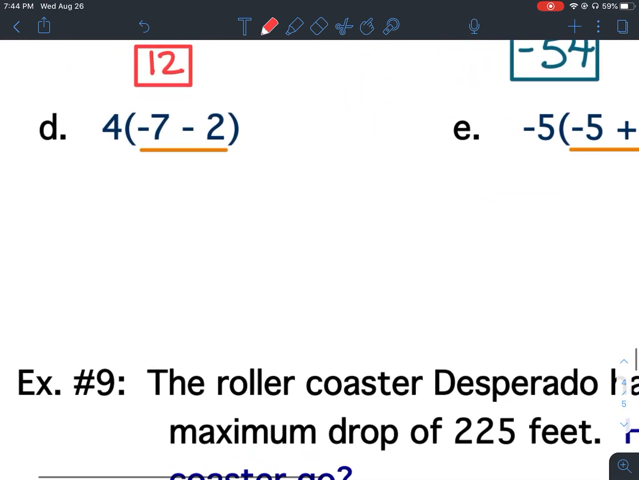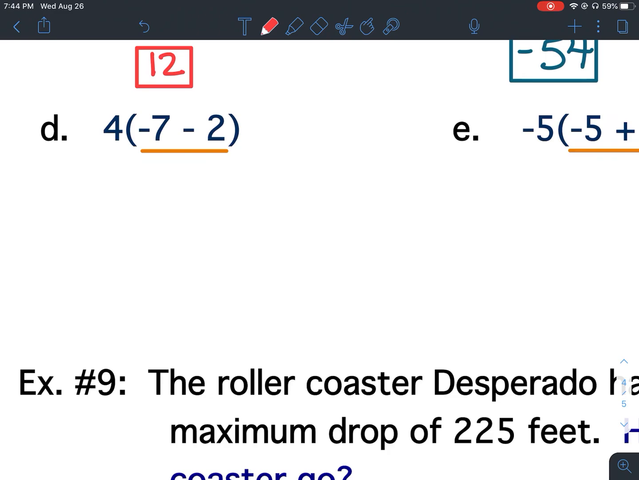All right, let's go to D. Inside the parentheses, I've got -7 and -2. The signs are the same, so I'm going to add and keep the sign. Now I multiply. 4 times 9 is 36. I've got one negative. That's an odd amount of negatives, so it'll be -36.